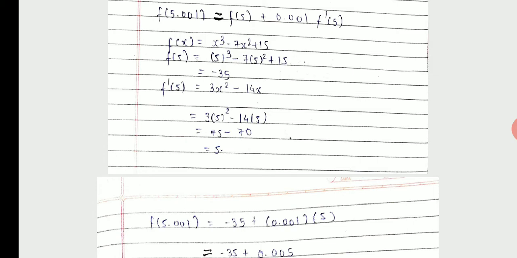Now f(5.001) will be −35 + 0.001 multiplied by 5. Then it will be −35 + 0.005. Then f(5.001) will be −34.995.